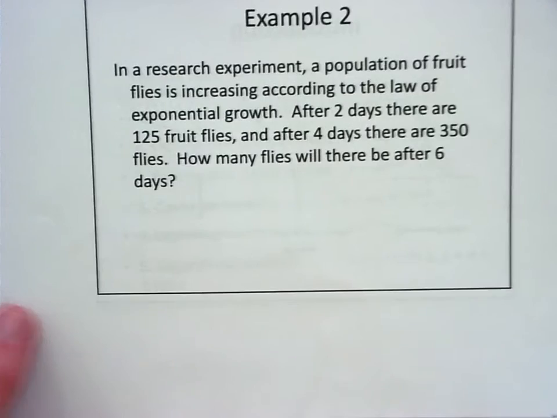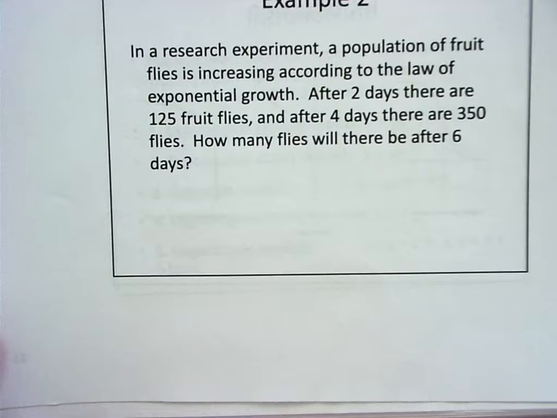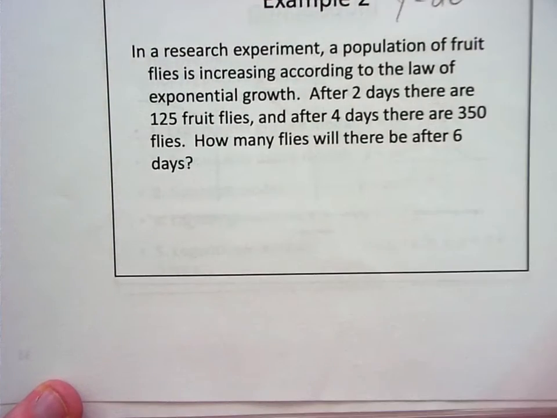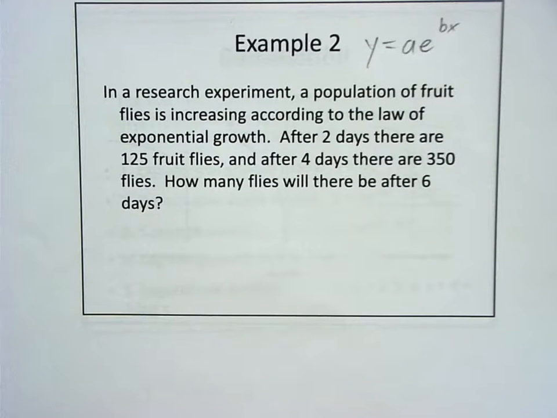One like this is a little bit more challenging because this is looking at exponential growth of population of fruit flies. After 2 days, there are 125 fruit flies. After 4, there are 350. How many flies will there be after 6? Okay. Now the problem with this is, because it's exponential, I can't just set up a ratio or anything. I need to actually find the values. Now both of these are going to use the exponential growth. So y equals a times e to the bx is that general form of it.